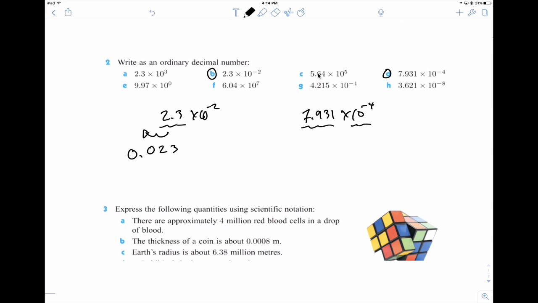It's way below 0. So if that helps, you remember that you need to move the decimal place to the left. So 4 times. 1, 2, 3, 4. My leading 0. 1, 2, 3, 7, 9, 3, and 1 is the ordinary number, which is represented in scientific notation by 7.931 times 10 to the minus 4.